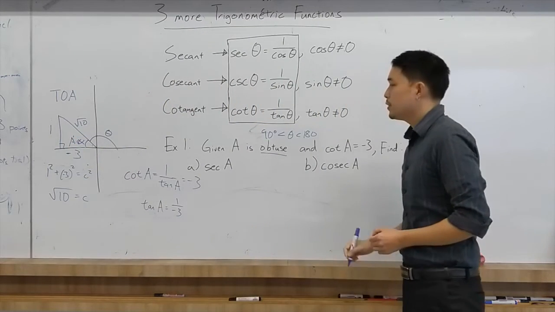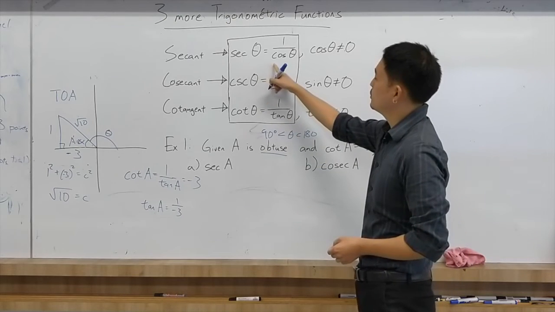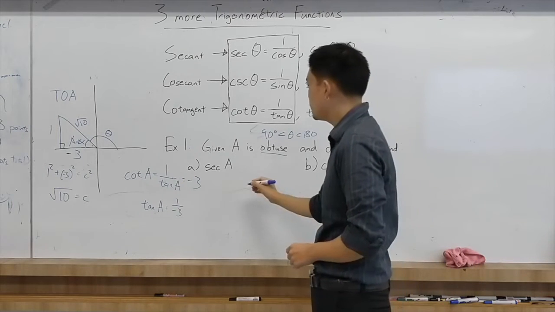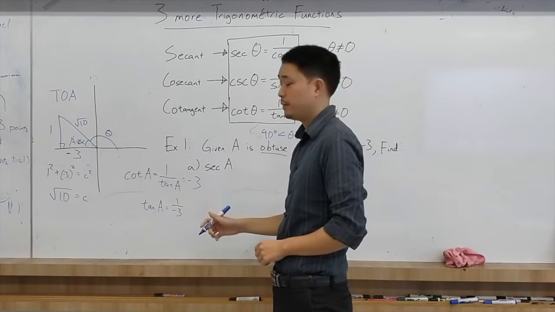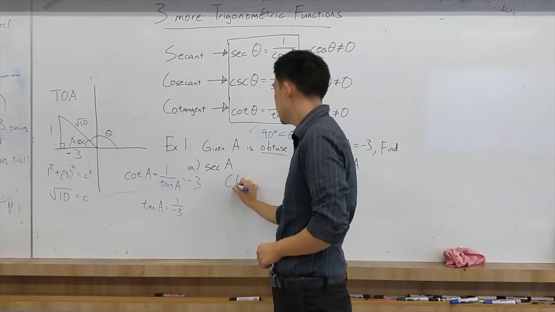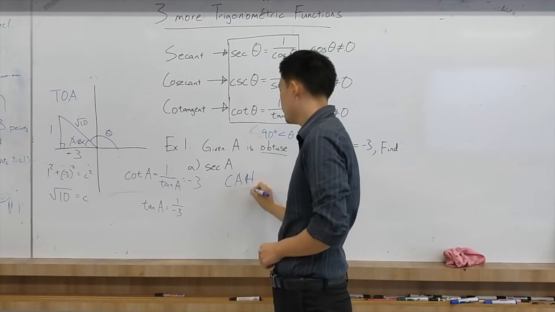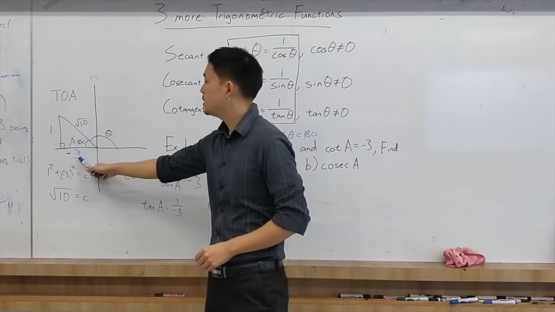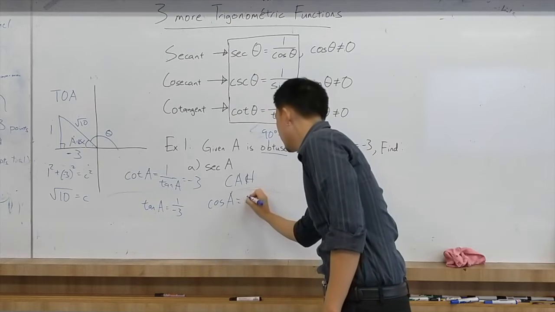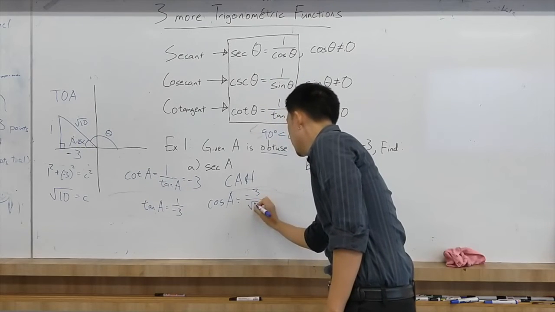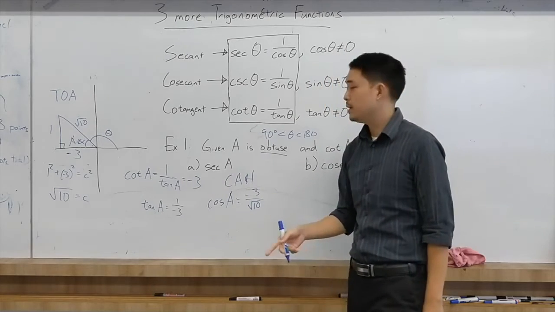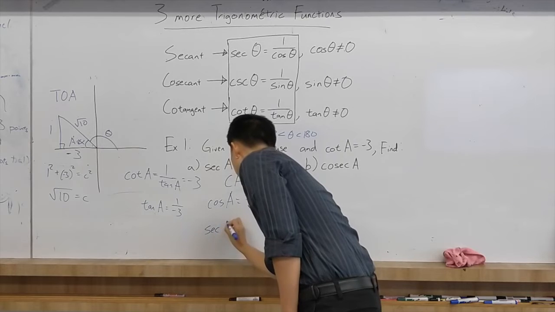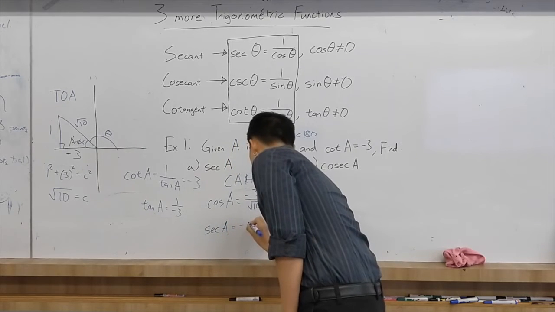So angle A over here, secant of A, let's look at our little table here. Secant of A is the inverse of the cosine. So what we can do here is just find the cosine of A and then flip it upside down. If I look at my CAH, or my cosine of A, cosine of A equals adjacent over hypotenuse. That's going to be -3 over root 10. We're going to flip it upside down because we're trying to find the secant of A. So the secant of A is equal to -√10.